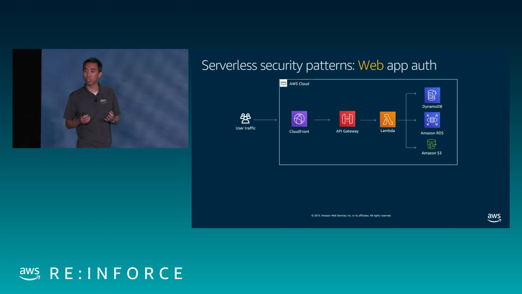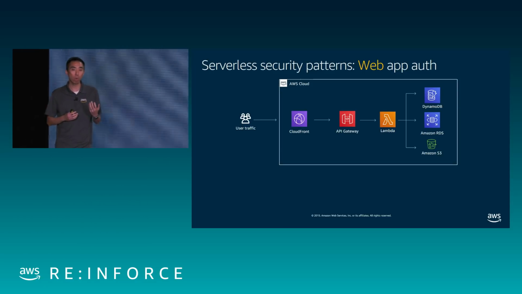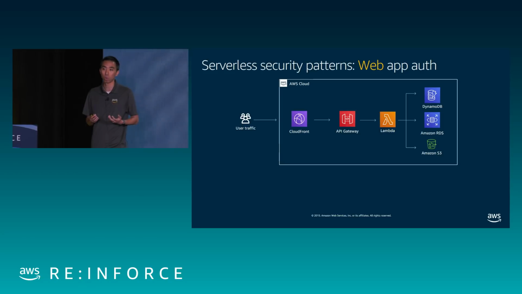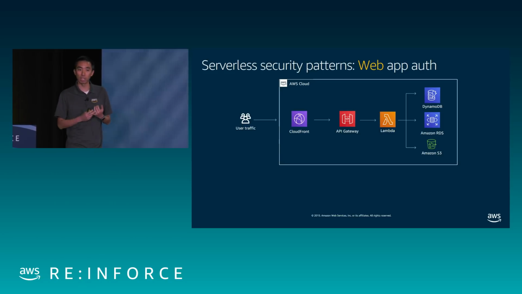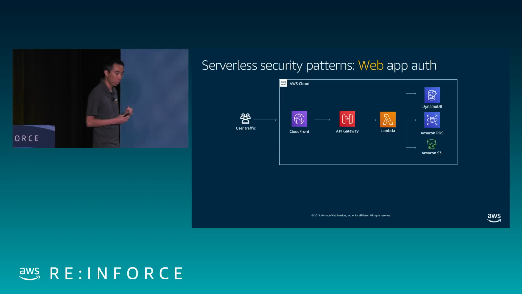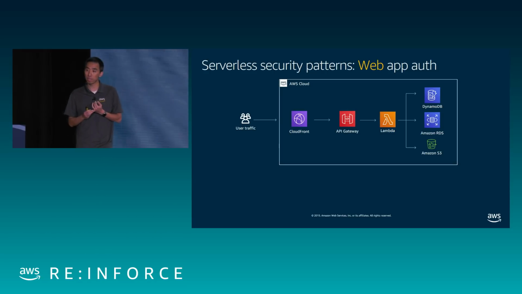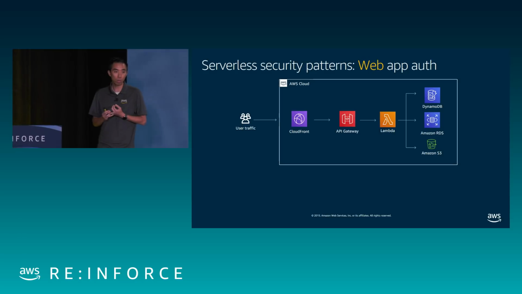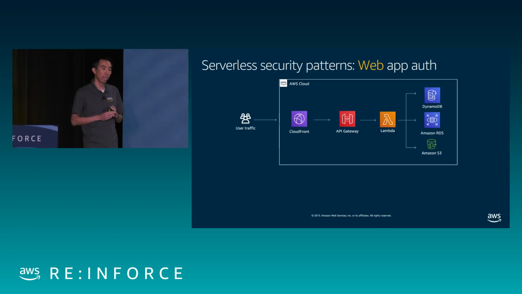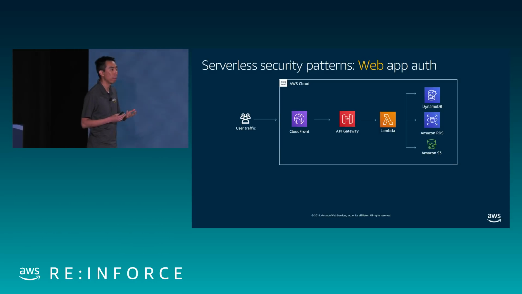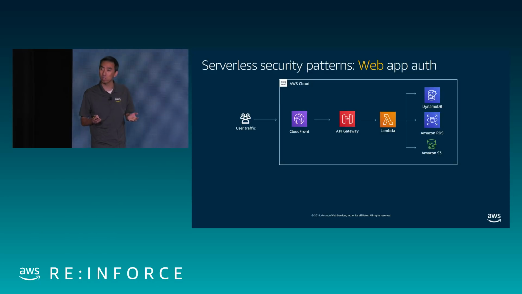So our second pattern is web authentication. Most applications on the web today have some portion of their application that needs to be secure. It needs to perform login, authentication, and authorization. There are many different options that you can choose from. You can use IAM authentication, you can use Cognito, or you can use OpenID Connect. And OpenID Connect is probably the most common because it's the most cross-platform these days.